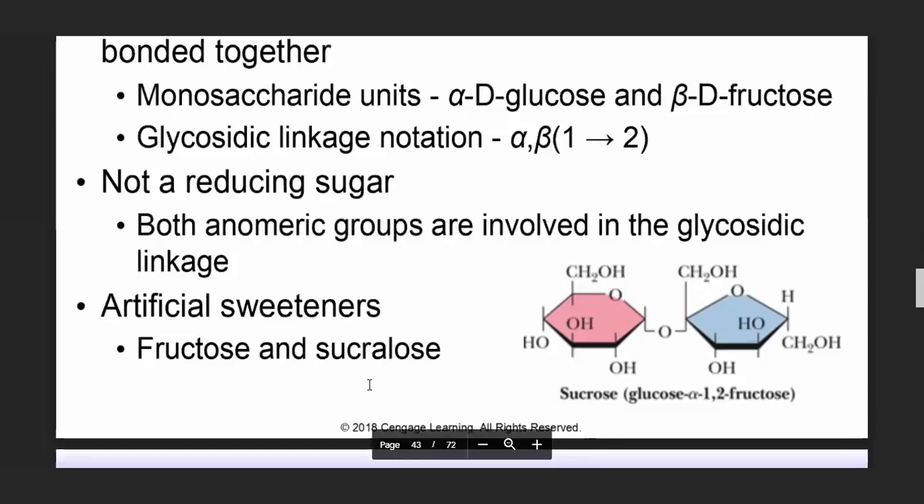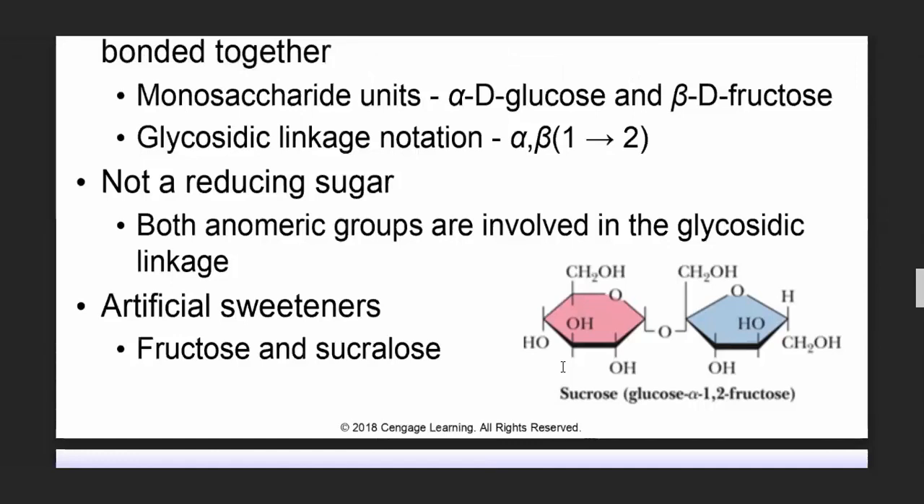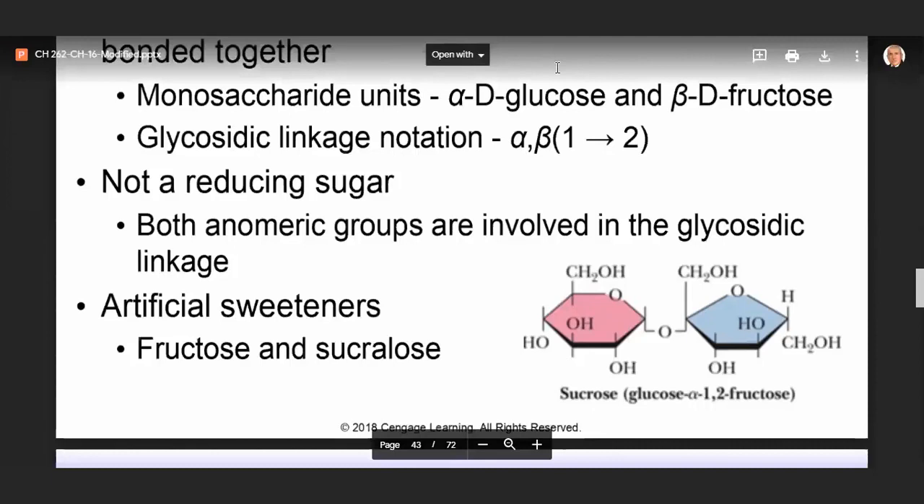Now, sucrose is a table sugar and a common sweetener, but remember, artificial sweeteners have been produced in the labs. For example, saccharin is suspected of causing cancer, as well as cyclamates. Aspartame has been suspected of causing neurological problems. Another artificial sweetener, which is a derivative of sucrose, is called sucralose. Sucralose is, however, safe.